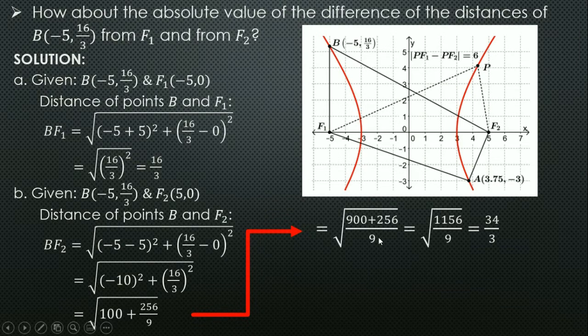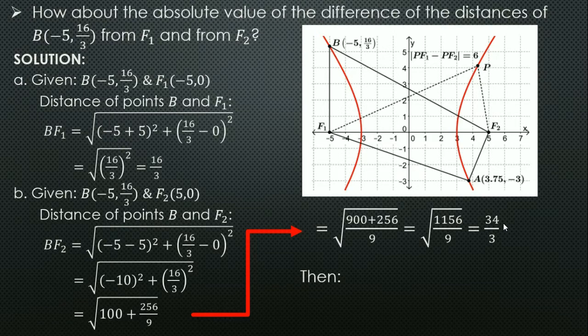The LCD is 9. 9 divided by 1, automatic na may 1 yung denominator ni 100. 9 divided by 1 is 9. 9 times 100 is 900. 9 divided by 9 is 1. 1 times 256 is 256. So adding the two values in the numerator, we have 1156 all over 9 or 34 all over 3.